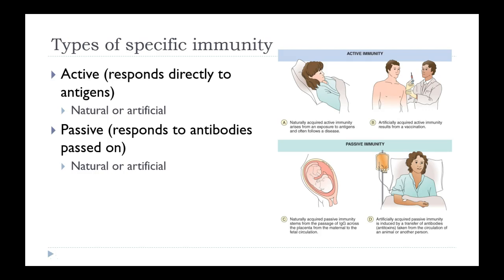When we look at natural versus artificial, natural is just like it sounds. It happens without much intervention. But artificial usually requires some sort of vaccination, some sort of shot, that you may go somewhere to get. In the case of passive artificial, it could be some sort of shot, but it could also be an IV transfer of antibodies. But active means antigens, passive refers to antibodies, and then we have natural and artificial for both. So there are actually four different types, and you should just be familiar with the different types that you see.